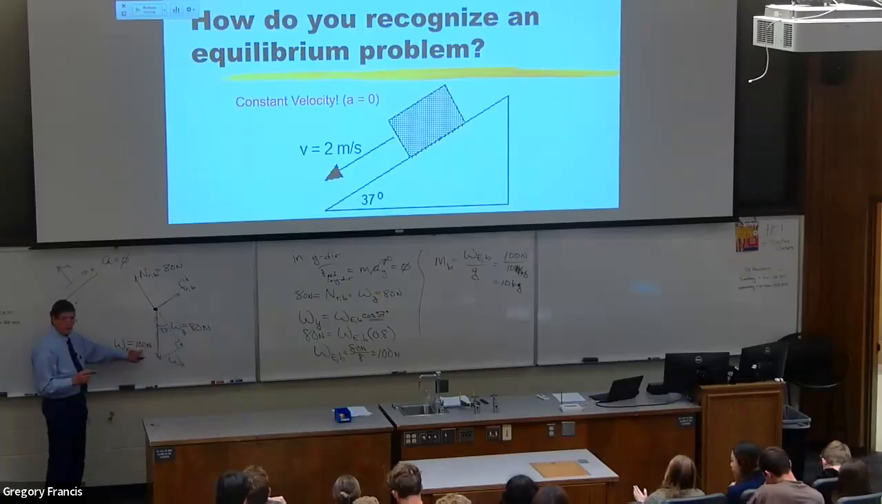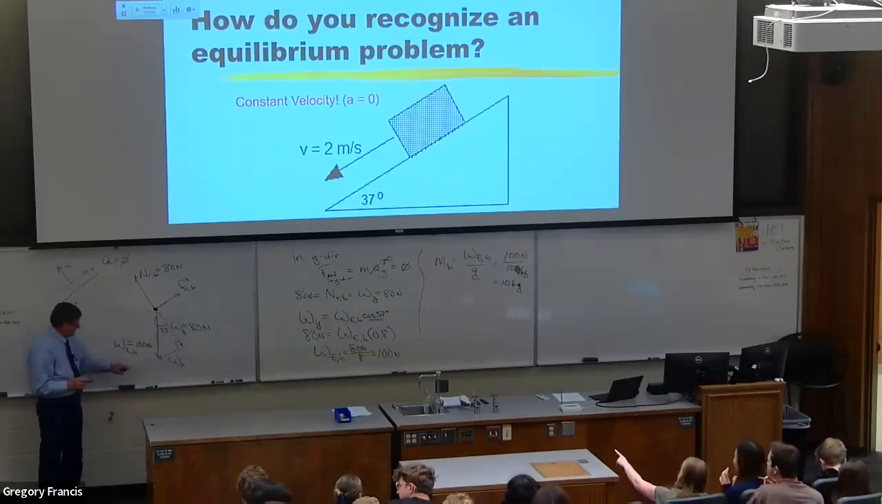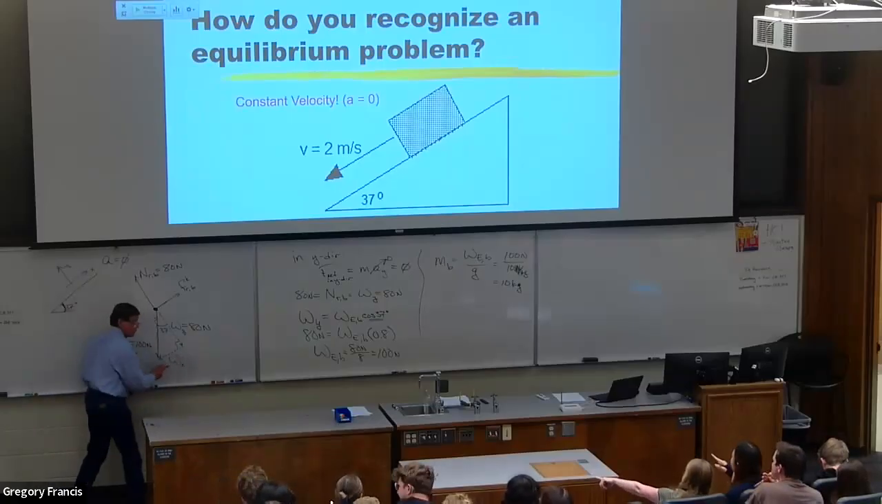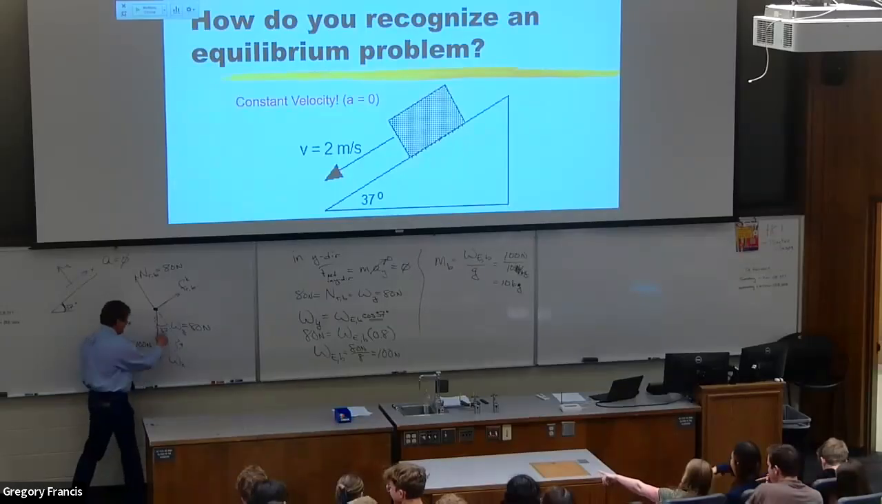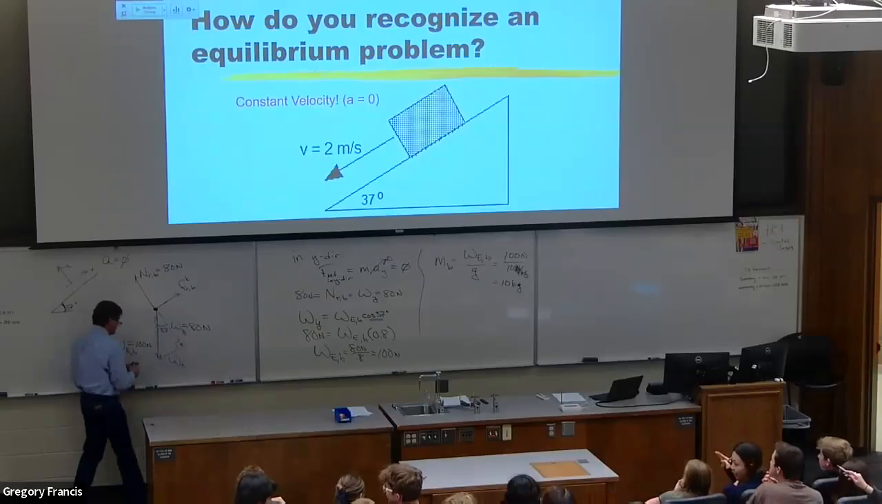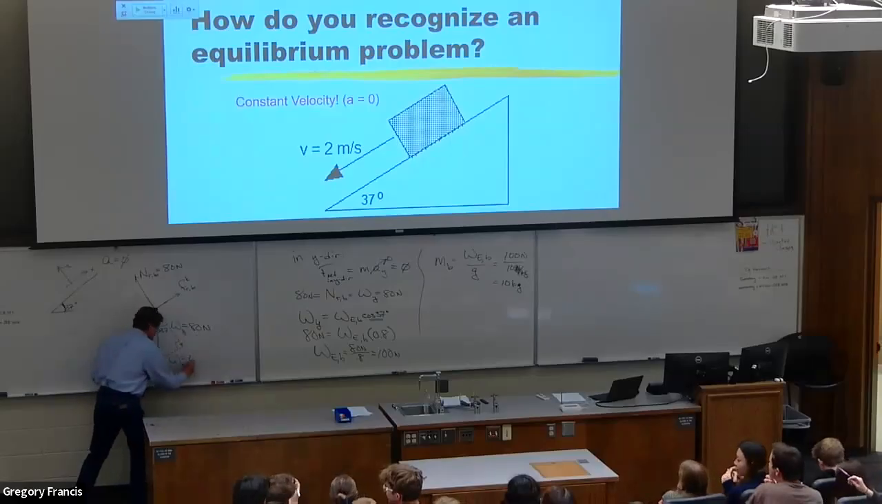Once I know that the total weight is 100 newtons, I can find the X part of the weight. Well, this is a 3, 4, 5 triangle. This is going to be 3 times 20, 4 times 20, 5 times 20. So this is going to be 60 newtons.